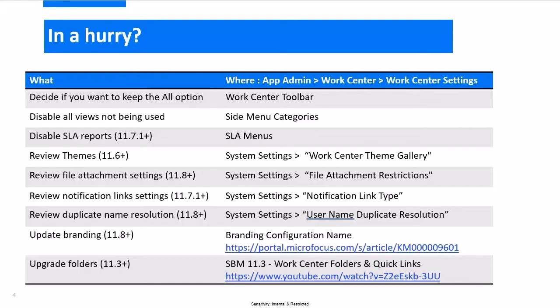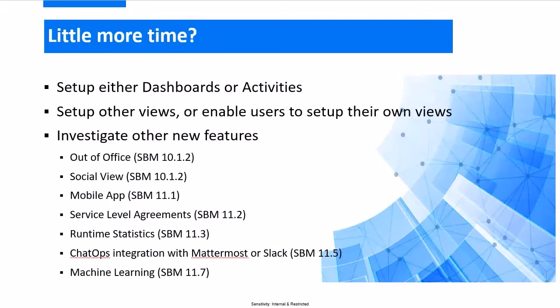That covers all of the options and settings for if you are in a hurry and you are trying to upgrade to Work Center as quickly as possible. But if you have just a little bit more time, these are some more options that I would consider looking at. You could set up dashboards or activity views or some of the other views that are available. Even if you only set these up for a few groups now, you can always come back and set up other groups later and just set them up over time.